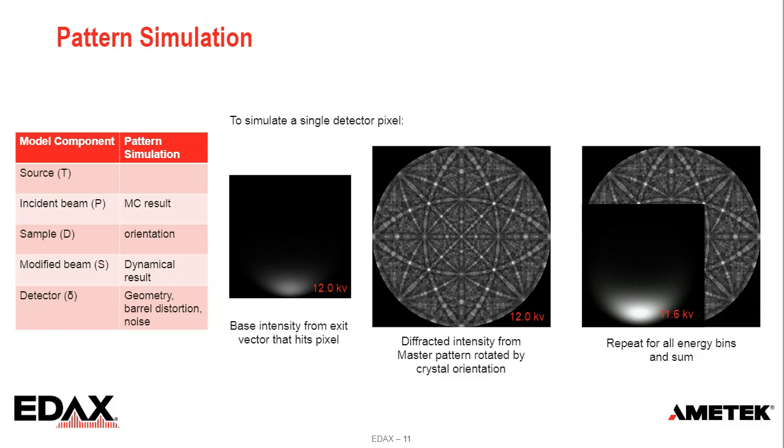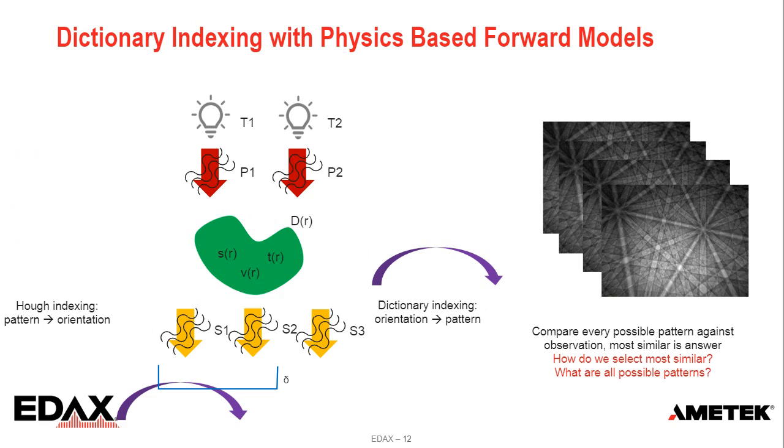You can also choose to capture some of the detector details if you want, like if you know you have some barrel distortion, or you can add realistic noise if that's needed. And these generally produce pretty high quality patterns. So here are some simulated patterns on the right.